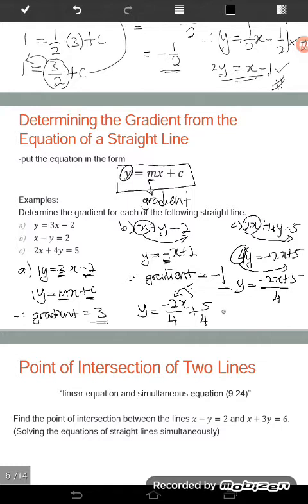Okay, so we have here y is equal to, so simplify negative 2 and 4, which is here 2 and here 1. Negative 1 over 2x plus 5 over 4. Okay, so therefore the gradient is negative 1 over 2. Okay, saya buat atas ni. Okay, so gradient is equal to negative 1 over 2.